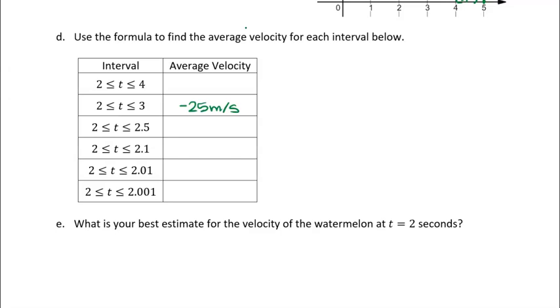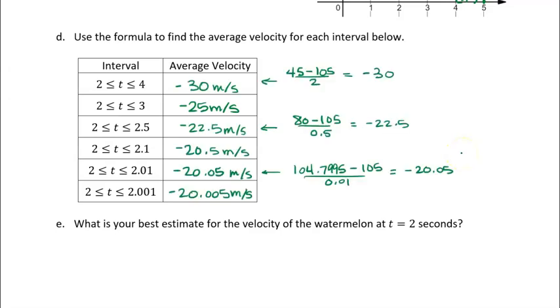Now notice that the left-hand side of my time interval is always 2, and the right-hand side of the time interval is just getting closer and closer to 2. So let's do those calculations. All right, so there we go. I've done it offline. You don't need to watch me do all those calculations.